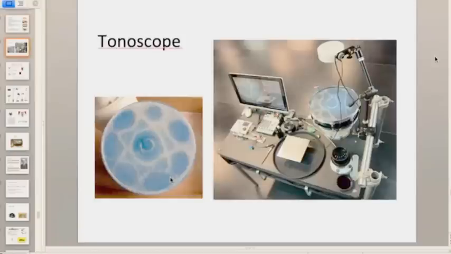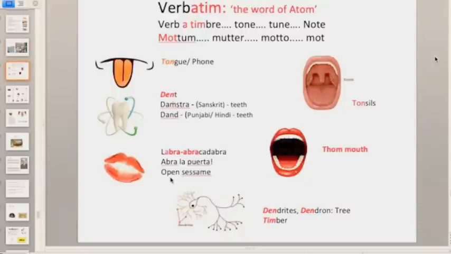Look at the sound meter. What's it called? Tonoscope. Tone. Ton. All is a tone. Right? It's a tune, tone, note. They're all the same word. Musical universe. And there it is. It comes from motum, to mutter, motto, the word of God, the mouth. You see, there's two toms in there, tom and tum.